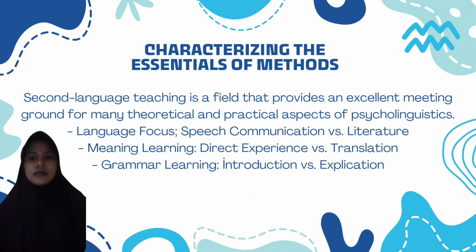Okay, next, grammar learning: induction versus explication. Explication involves explanation in the native language of the grammatical rules and structures of the second language. For example, a teacher can explain to Japanese students in the Japanese language that English has a subject plus verb plus object ordering of basic sentence constituents, while Japanese has a subject plus object plus verb ordering.